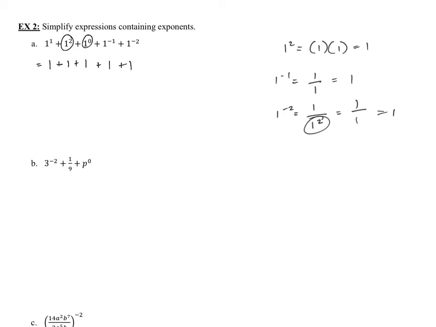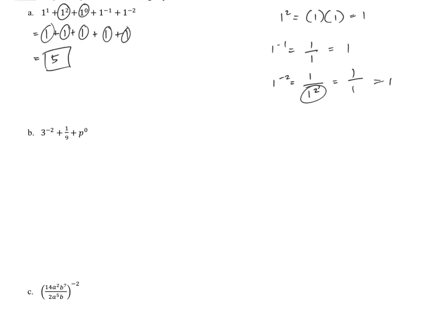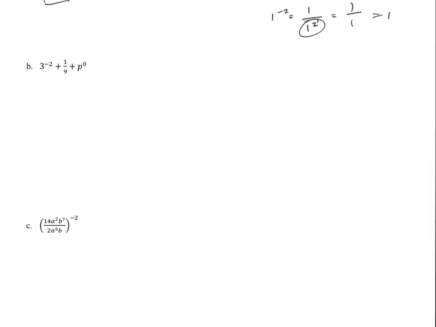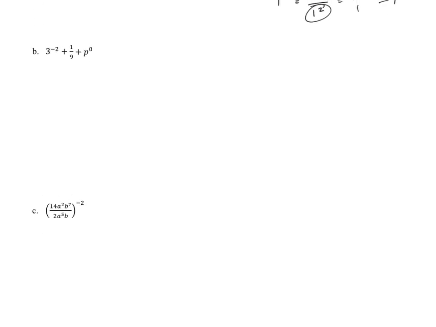1 seems invincible to any power you throw at it. It's like the ultimate avenger. Okay, let's add them up. 1 plus 1 plus 1 plus 1 plus 1 is 5. And there we go, we simplified this. So 1's a rather neat number because a lot of the times, the exponents don't do anything to it. It just comes back as 1. Alright, let's take a look at another example.